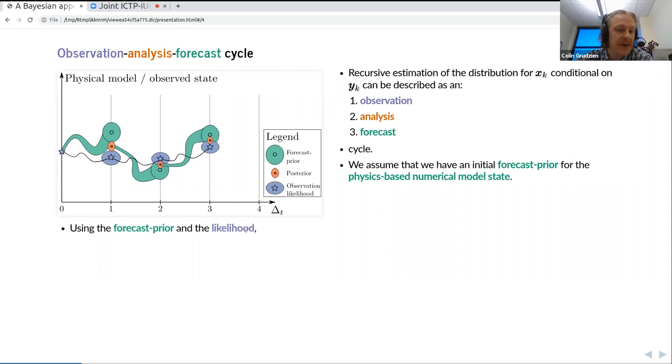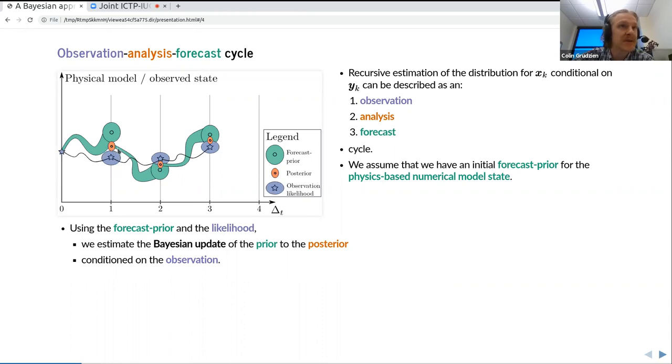And so using the forecast prior, and now what we call a likelihood, this observation, again, this disk is representing some of the spread of the model errors and the uncertainty. We want to estimate the Bayesian update of the prior to the posterior as we condition on the observation. Now, this orange disk is representing our posterior estimate, having combined both sources of information and hopefully having reduced the uncertainty by combining both pieces of information for this estimate.